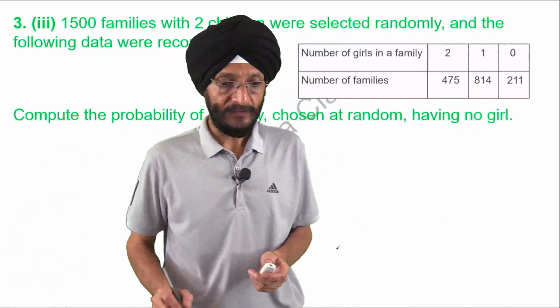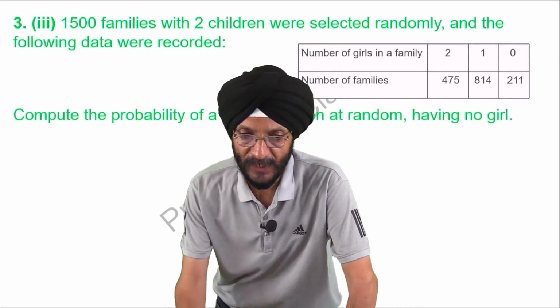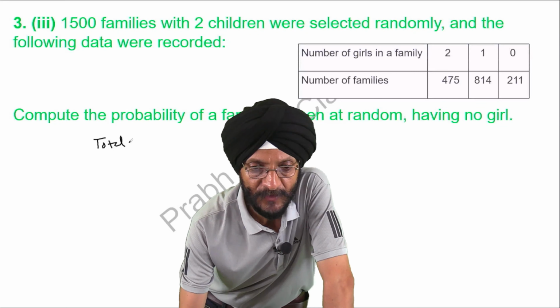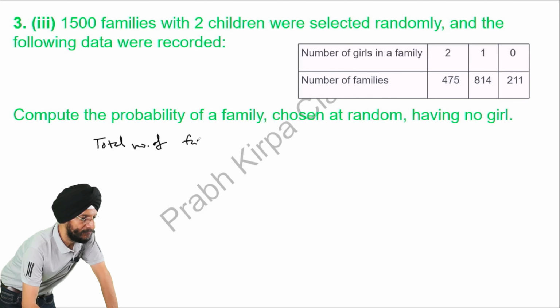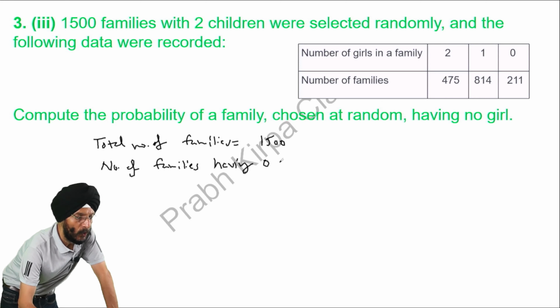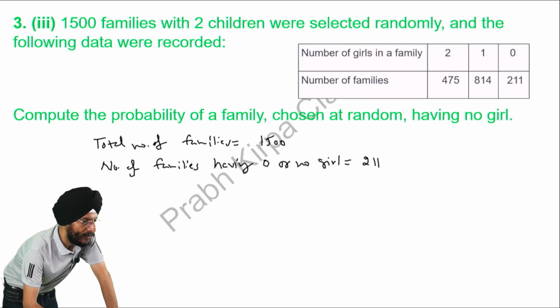Now this is the third part of this question, and in this question we are to find the probability of a family having no girl. The same thing will write again. Total number of families, 1500. Number of families having 0, or we can write no girl, it is 211.